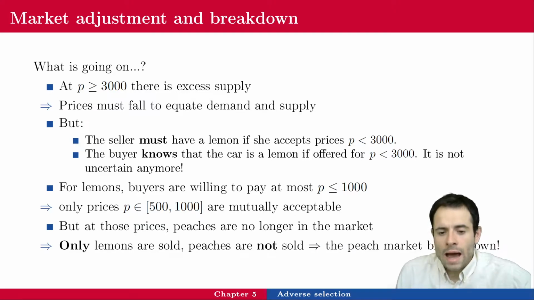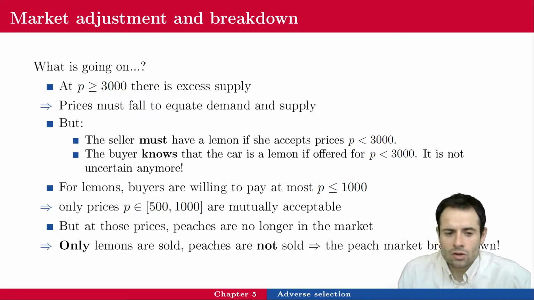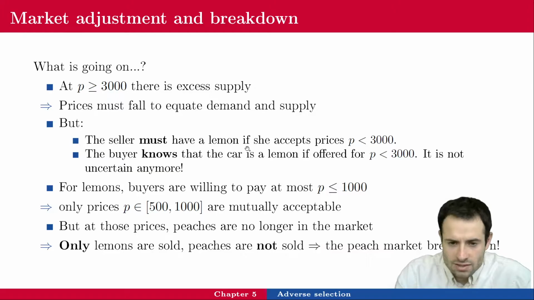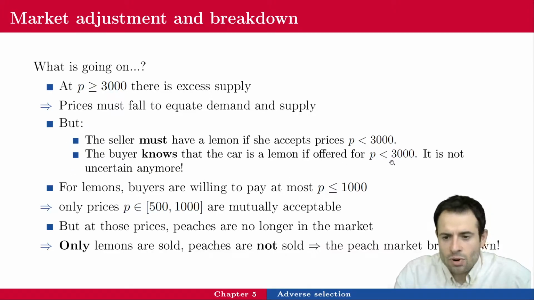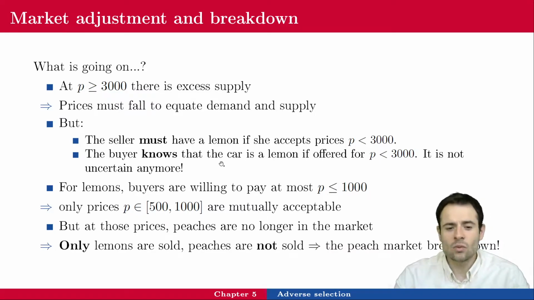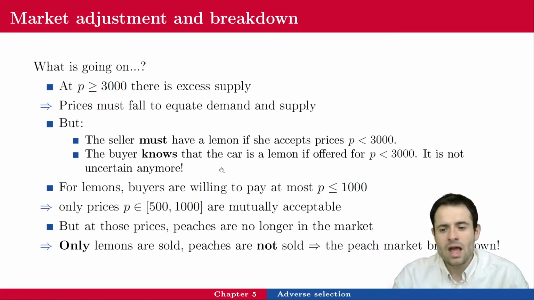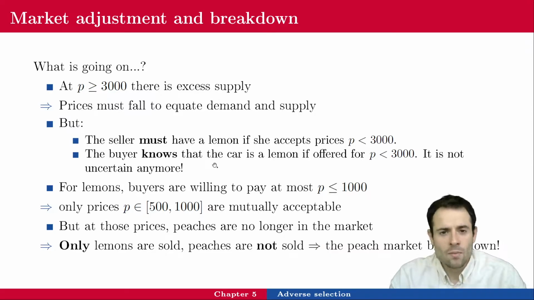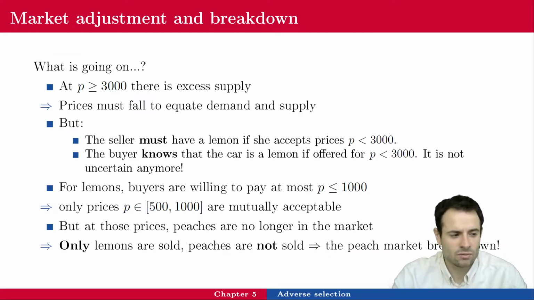Buyers are at most willing to pay $1,000 only once they realize that if the price is lower than $3,000, it cannot be a peach, it has to be a lemon. So once the buyer realizes that the car is a lemon, then he's not willing to pay $2,500 anymore, his expected willingness to pay. Now he's only willing to pay the maximum price for a lemon, which is $1,000, that was the assumption.